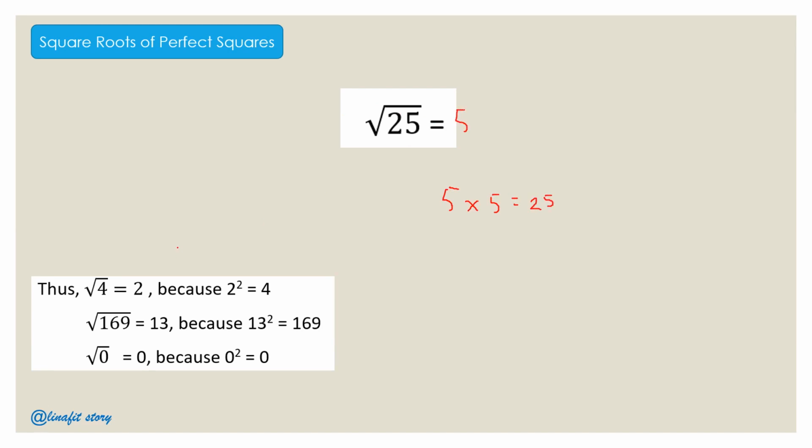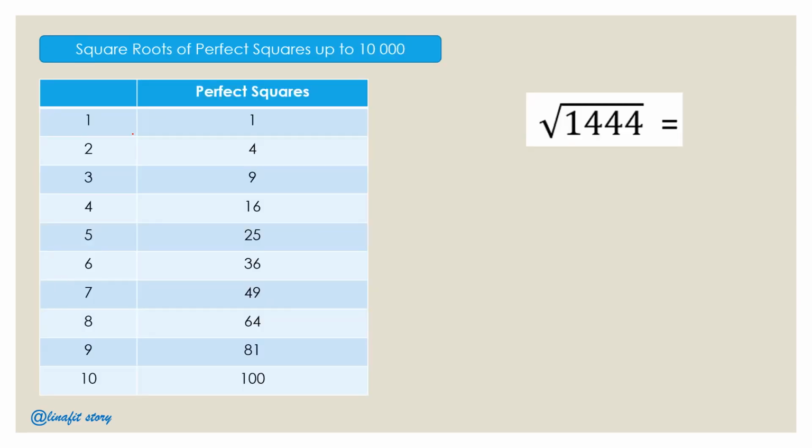Thus, the square root of 4 is 2 because 2 squared is 4. The square root of 169 is 13 because 13 squared is 169. The square root of 0 is 0 because 0 squared is 0. How to find square roots of perfect squares up to 10,000? Here are the perfect squares. 1 squared is 1, 2 squared is 4, 3 squared is 9, 4 squared is 16, and so on.